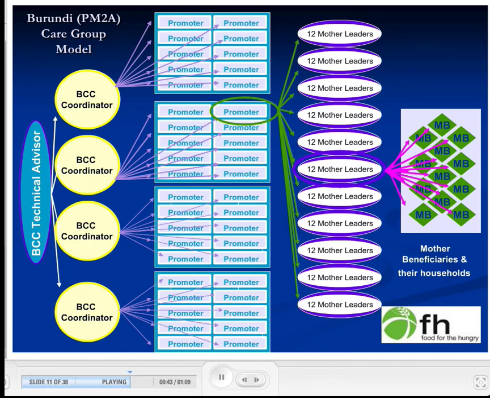That structure, of course, can depend on the topography and that sort of thing. And then each of those groups, those care groups where the mother leaders come together, they then go out and reach mother beneficiaries, MBs shown on this. So it's basically the same sort of structure in Burundi. It just shows that top level we have BCC coordinators, and FH is responsible for one IR, which is the behavior change communication at the community level, that IR.